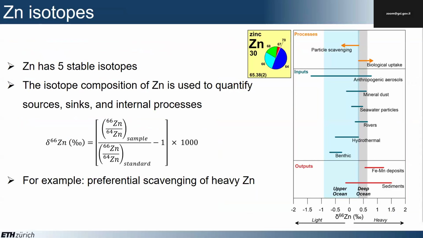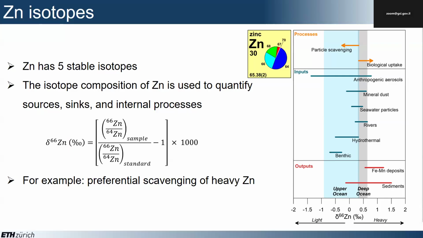So in each sample we take from the ocean, we can measure just how much we have of this element. So we have a lot of zinc or we have less zinc, but we can also measure the isotope composition of different samples. The isotope composition not only tells us how much we have, but it also gives us a fingerprint that is used to quantify different sources, sinks, and internal processes that each element goes through in the ocean. So here we're focusing on zinc.